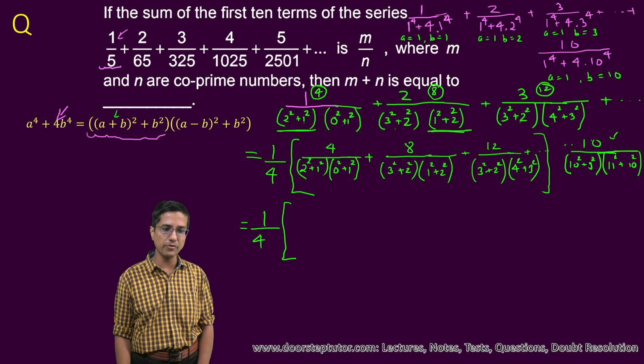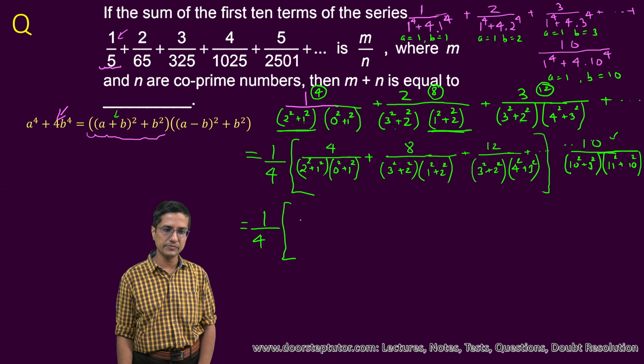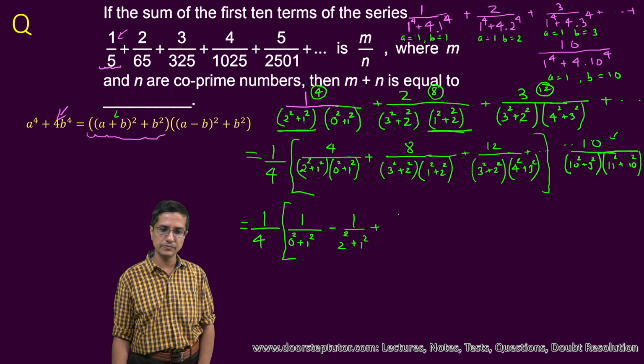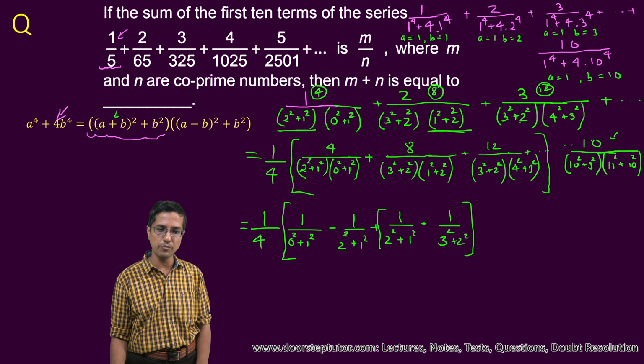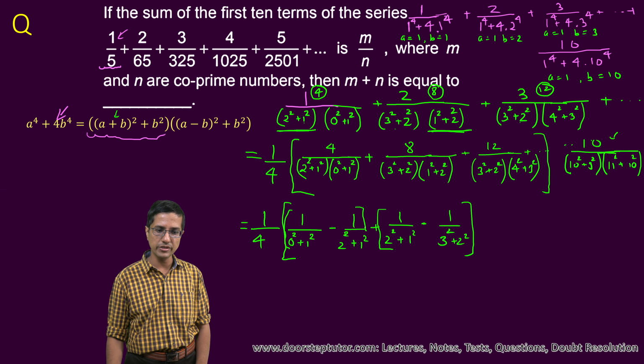So this will become, of course the term is positive, so first we'll take the bigger one. So this becomes 1 upon 0 square plus 1 square minus 1 upon 2 square plus 1 square. This is plus, now this will become 1 upon 2 square plus 1 square minus 1 upon 3 square plus 2 square. Now this is the second term. Let's just put more brackets here so that we don't confuse our terms. So this is like this.